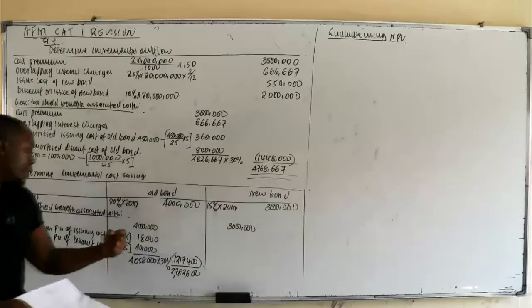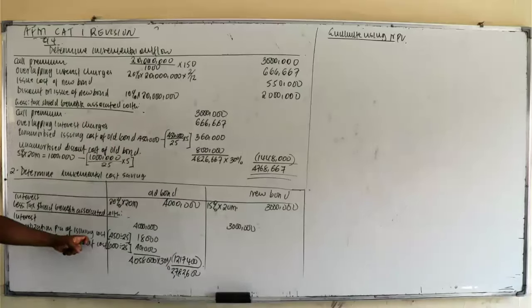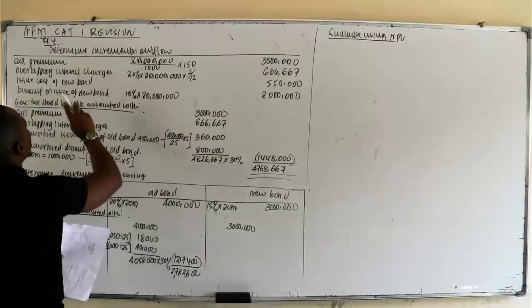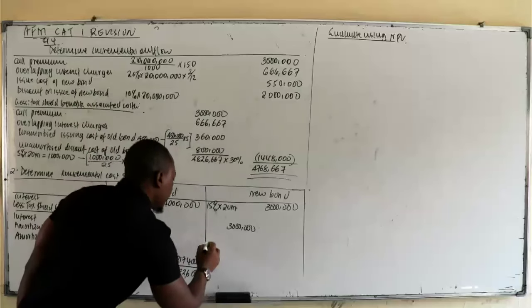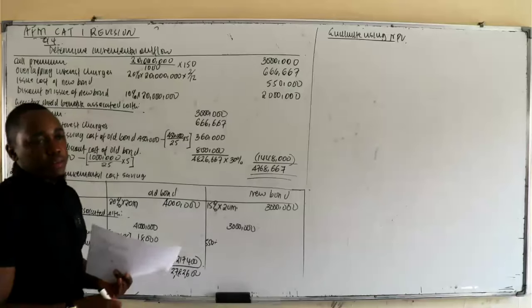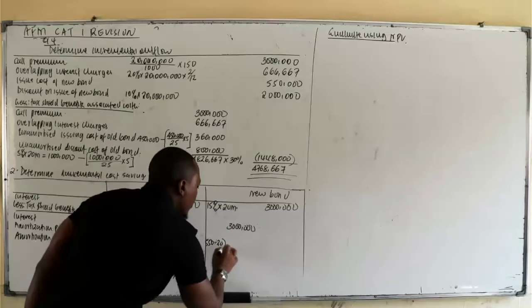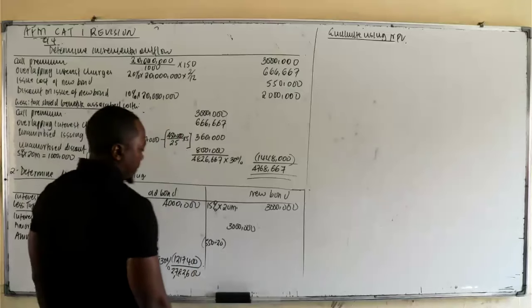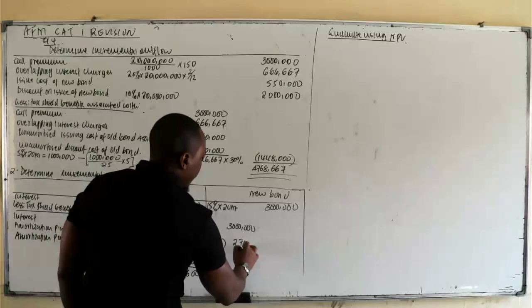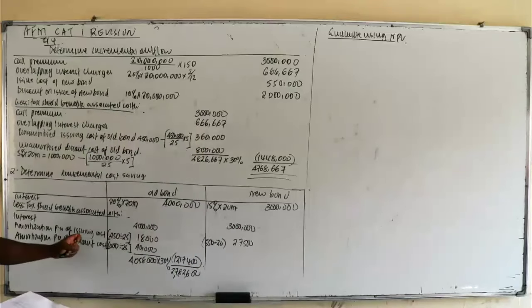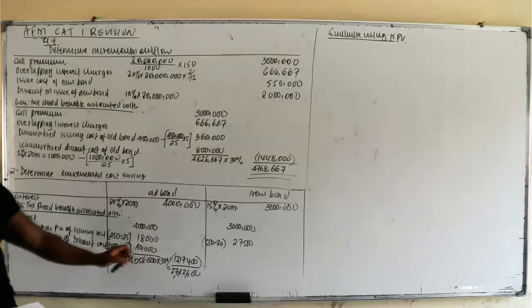For the new bond, we need amortization per annum of the issuing cost. So how much is the issuing cost of the new bond? The issuing cost of the new bond is 550. We amortize the new bond in how many years? 20. So how much will be amortization per annum? 550 divided by 20 gets 27,500.